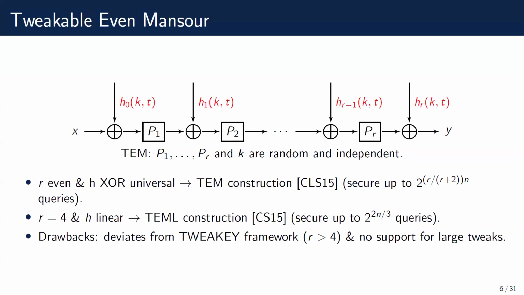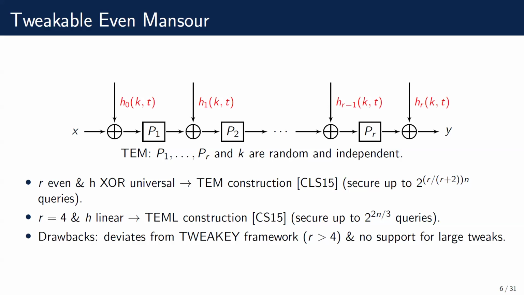So if we look at the tweakable Even-Mansour to abstract this, it's simply the iterated version where in each round we add some H function of the key and the tweak. Some known results on this tweakable Even-Mansour are that if the number of rounds is even and H is XOR universal, it's the TEM construction by Cogliati et al. It's secure up to 2^(rn/(r+2)) queries. And for 4 rounds, and when H is linear, it's the TEML construction, also by Cogliati et al., which is secure up to 2^(2n/3) queries.